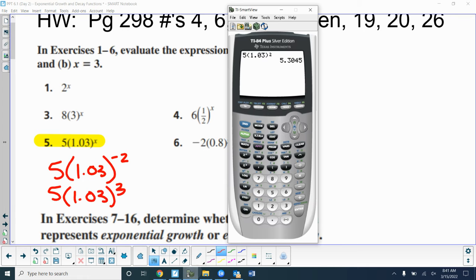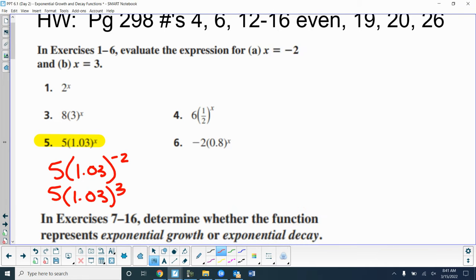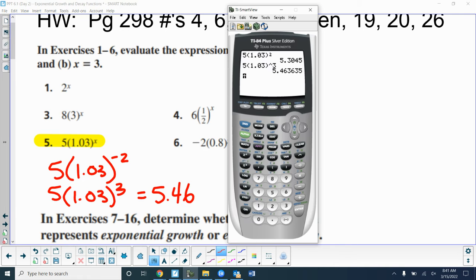All right, let me do that one first, since I got a positive here. So there's 2 to the third power, 5.46. And then to the negative second power, I have to do that, and it's 4.71.